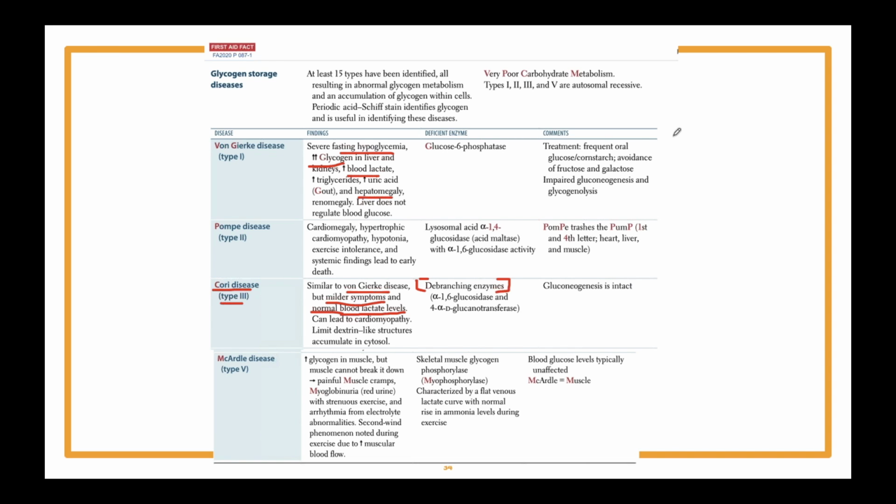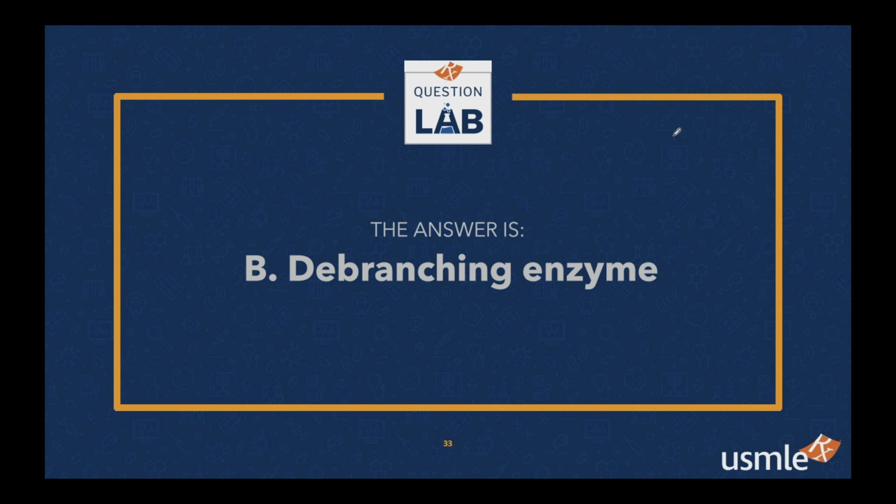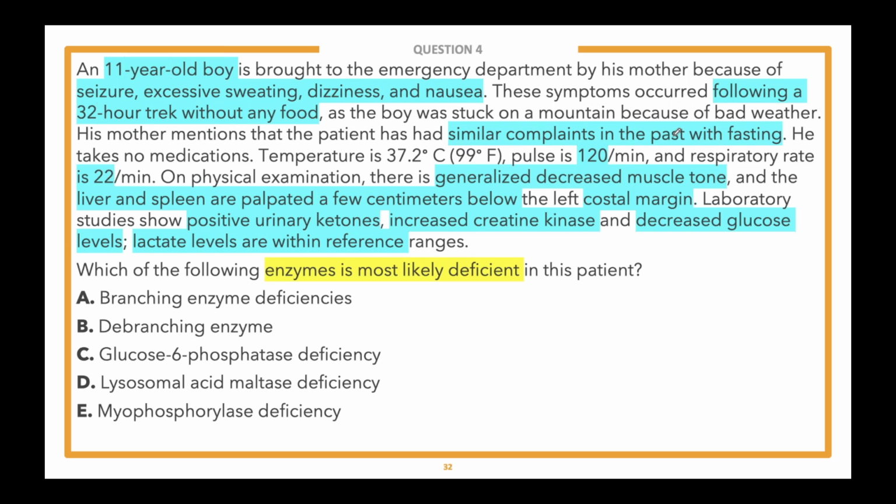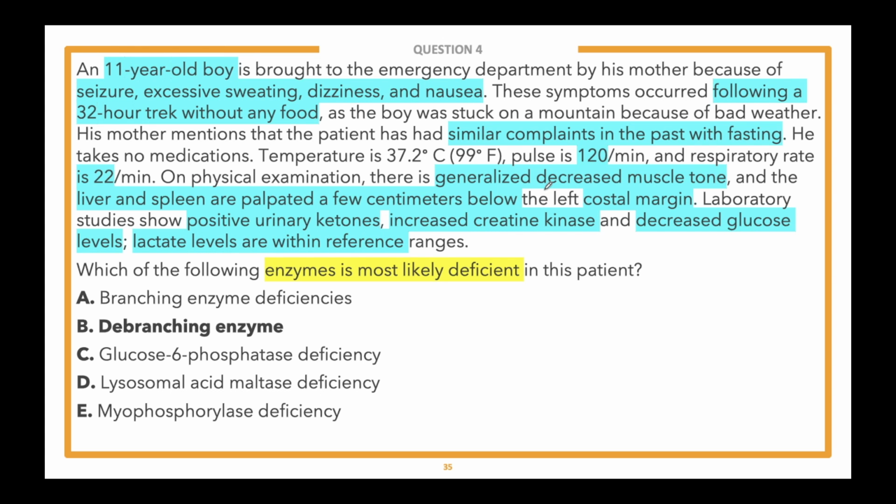So let's go back to the vignette real quick, and you can see there that all of those things really are helpful. And even though it says lactate levels are normal, that's actually helpful in this question, the fact that it's within reference range, that lactate level. So that's the main factor here. You can see there were a lot of signs and symptoms, and each one of those is important. Because if you missed that lactate level, you very easily could have said von Gierke's and thus answer choice C, okay?